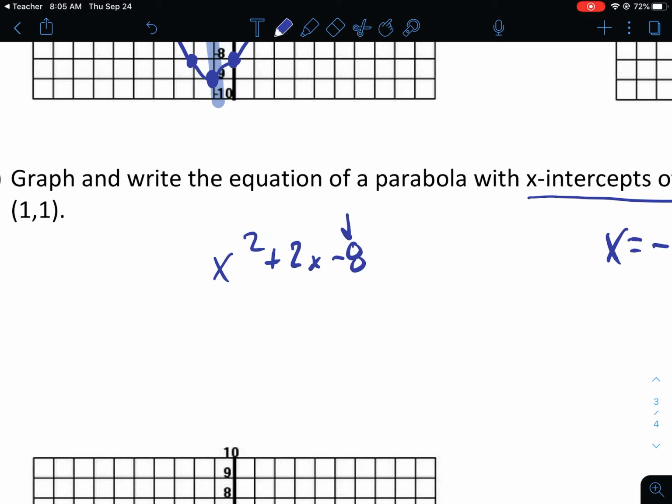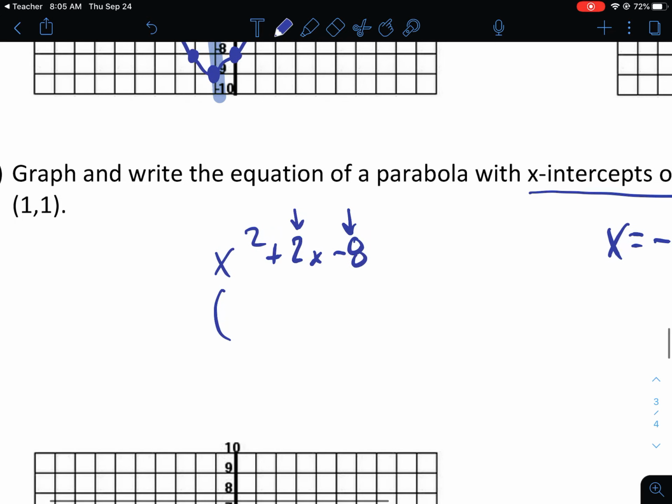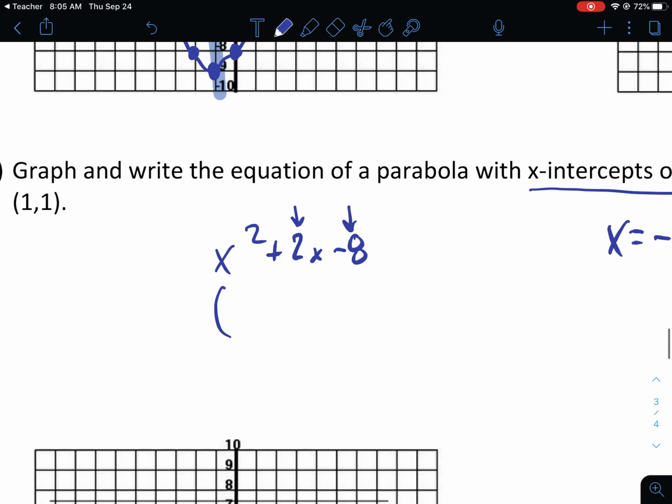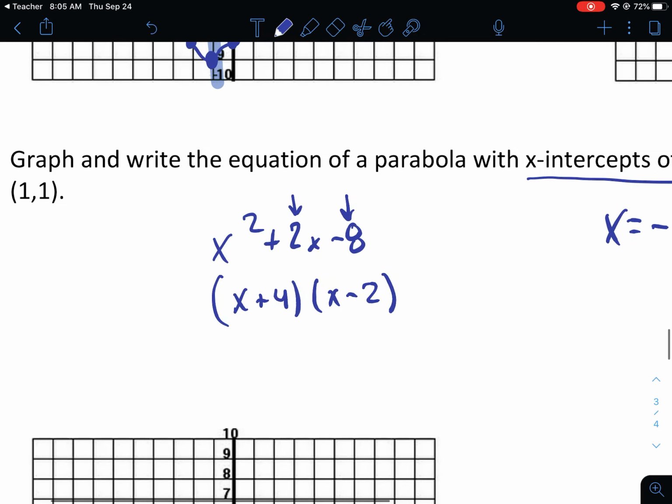And so when you found out what multiplied to C and added to B, what multiplies to be -8 and adds to be 2, you would say that that's 4 and -2. 4 and -2 add to be 2, and 4 times -2 is -8. So we'd write that as x plus 4 and x minus 2. And then what you did is you set these equal to 0. So you had x plus 4 equals 0, x minus 2 equals 0. And so you would subtract this over and get x equals -4, and you would get x equals 2. And that's how you got your x-intercepts.